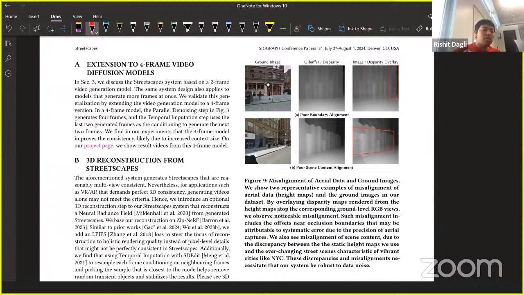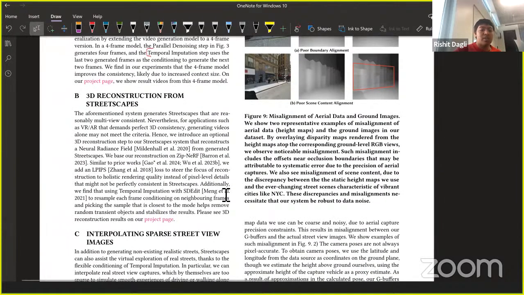So they also talk a bit about this. Essentially, instead of generating two frames from the parallel denoising step, you end up generating four frames, and as I say, the temporal imputation uses the last two frames instead of the last one frame, and they say that this improves the consistency. That's interesting to see as well. It's probably significantly more expensive to do this, but they say that it seems to work very well.